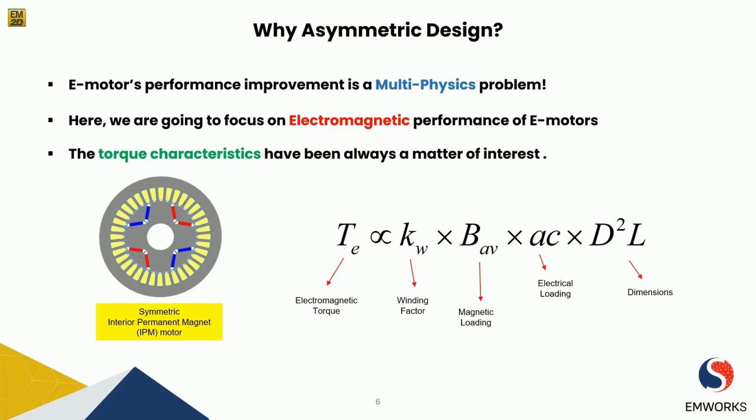They are directly proportional and directly related to each other. As you can see here, for instance, by changing a magnetic loading parameter, we can increase or reduce the electromagnetic torque. And since we desire to reach higher torque values based on constant dimensions, we can play and change these variables, these parameters, by changing the geometrical parameters of the machine, leading us to a better or worse electromagnetic torque. And here we can see a symmetric interior permanent magnet machine topology that follows the same rule.